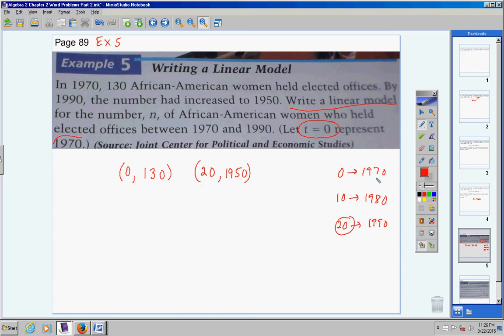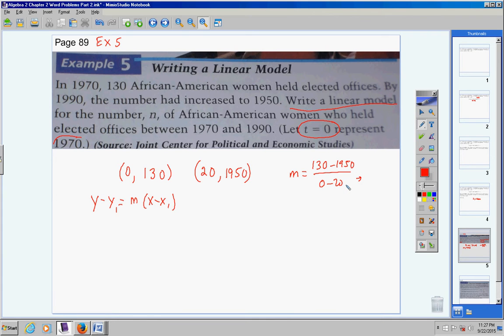Okay, so if I have two ordered pairs, you guys should know by now what model I use when it comes to writing a linear equation. This model here, correct? So I have to find the slope real quick. So my slope would be y minus y, 1930 minus 1950, over x minus x, 0 minus 20. So I would get 1950 minus 1930 would be 1820.